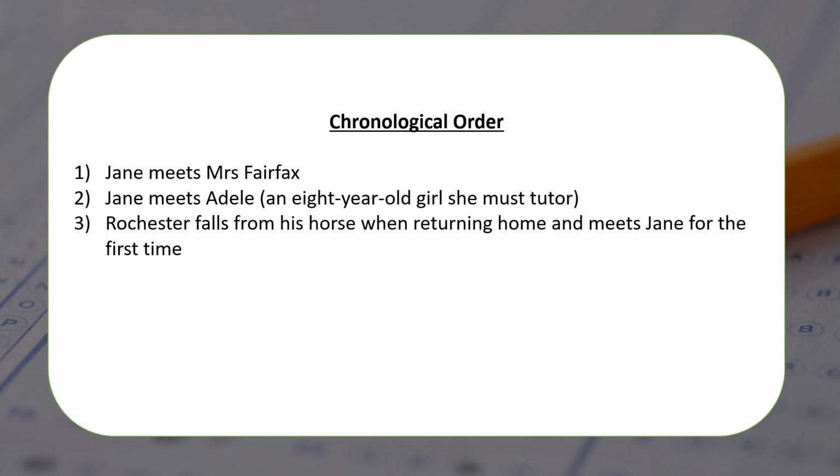Number 3, Rochester falls from his horse when returning home and meets Jane for the first time. Now this might be significant in the way that they meet as well. So obviously the first thing that happens when Rochester falls from his horse, Jane is there to witness this, and she actually goes there to help him out as well. So it's kind of like their relationship starts off as already a caring and nurturing one because she's there to support and help him when he's injured.